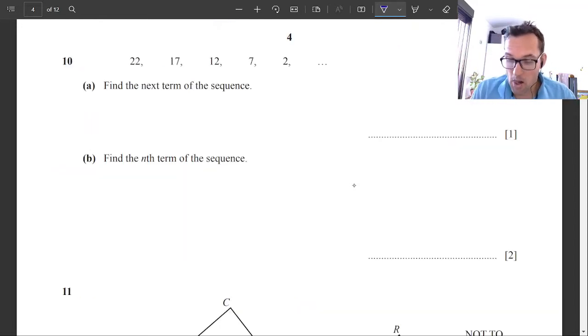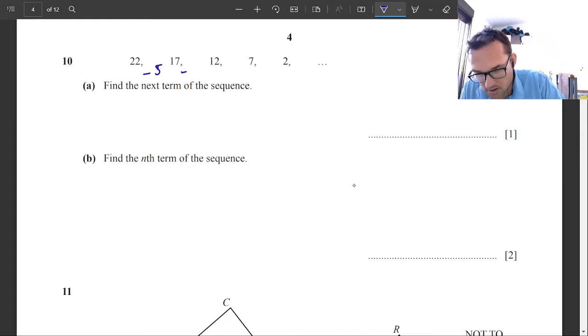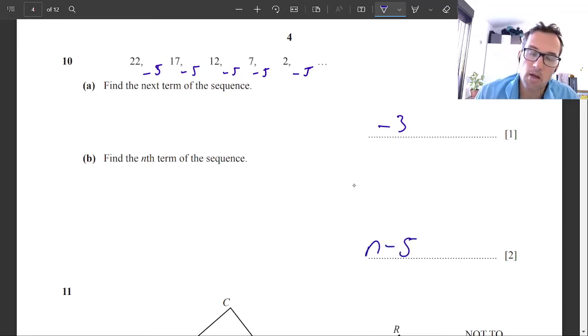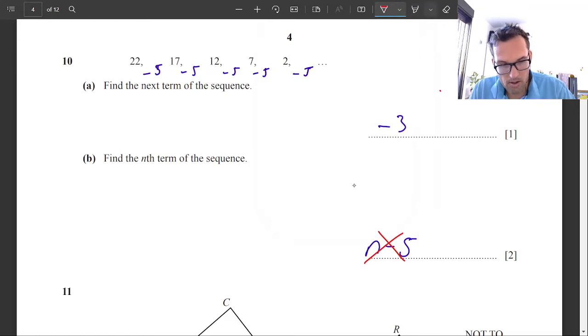Question 10, the next term in the sequence. First we check what the term rule is here, and we are subtracting 5 every time. So 2 minus 5, the next term is -3. The nth term then, of course, because we're subtracting 5 each time, is n minus 5, right? No, it's not. Don't believe how many people still write that. It's not n minus 5, please.